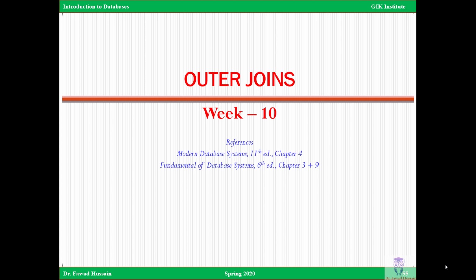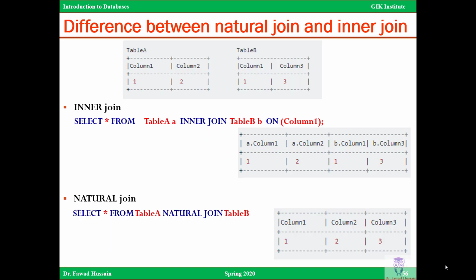The first one was, what is the difference between the inner join and the natural join? So let me explain that again. If you look at this, we have two tables, table A and table B, and table A has two columns, column 1 and column 2. Similarly, table B has two columns, column 1 and column 3. So you can see that column 1 and column 1 here, they are both the same. So they have the same name. This is necessary if you want to make a natural join, because that's what's going to make the join on.